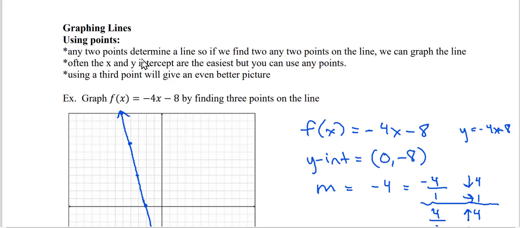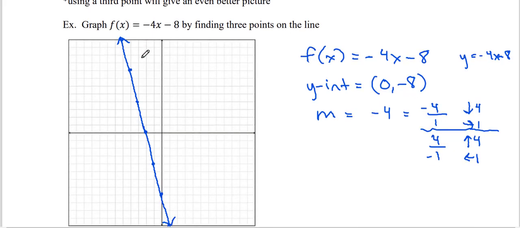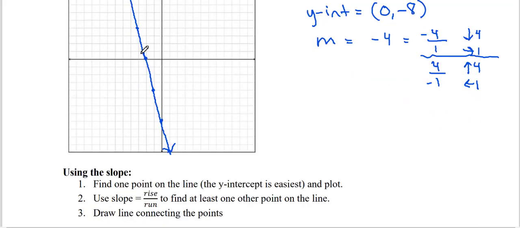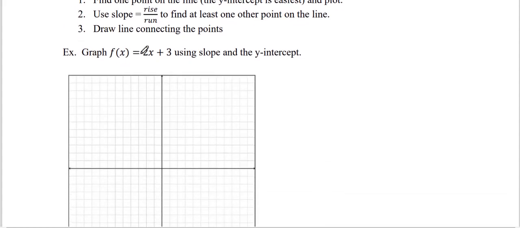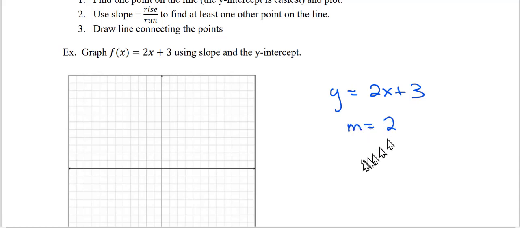This up here talks about using points. I don't think that we need to just plot points. There's no value in that anymore as far as like a table of values. So using the slope description is kind of here. Let's do it again. Y equals 2x plus 3, if you convert that from function notation to the slope-intercept form there. The slope is 2. The y-intercept is the ordered pair 0, 3.